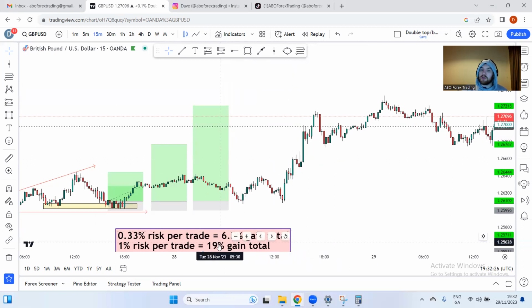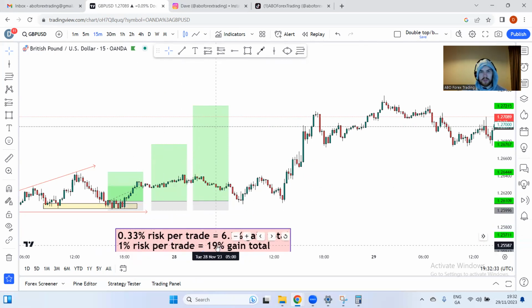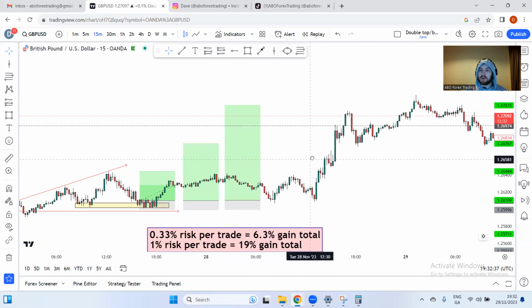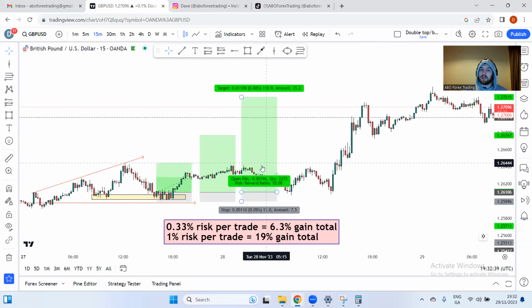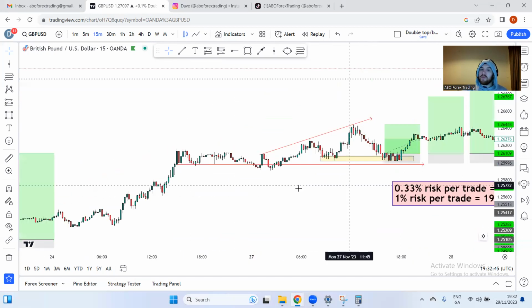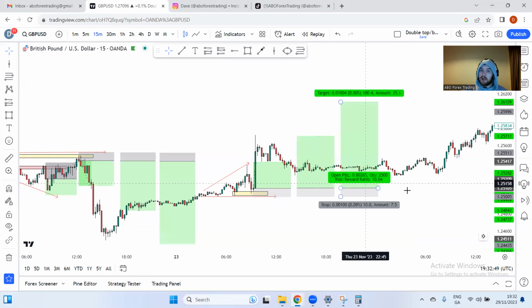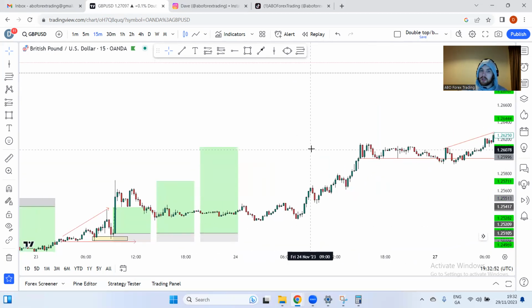So you get either 6.3% or 19%, or you can risk 2% per trade, and you gain, what's that, 38% profit off one trade by risking 2%. But you could lose 6% that way as well. So be careful, manage your risk accordingly. Moving on, second trade I marked out in episode 3, that also will hit profit eventually.